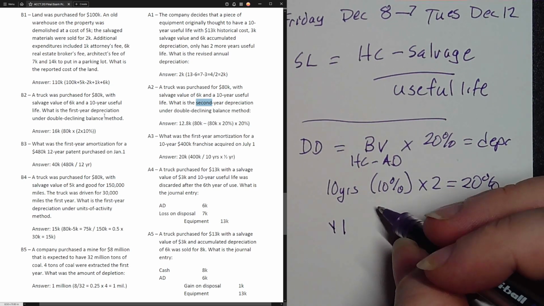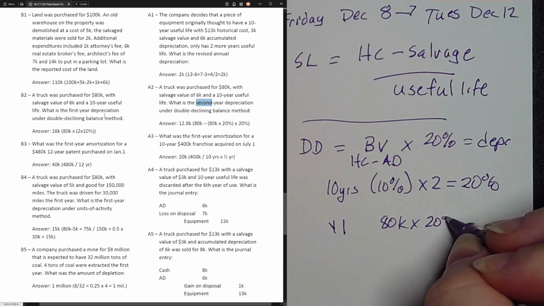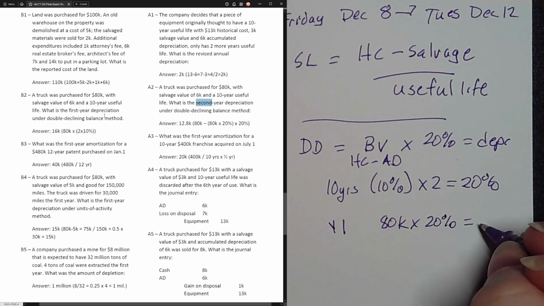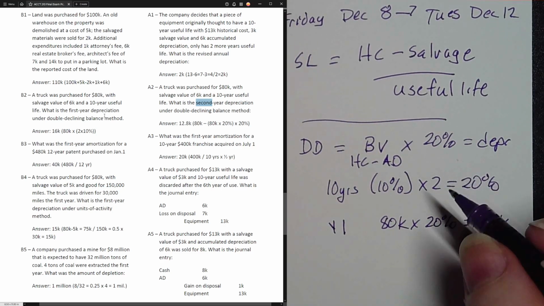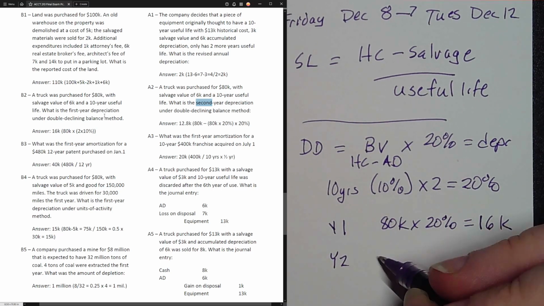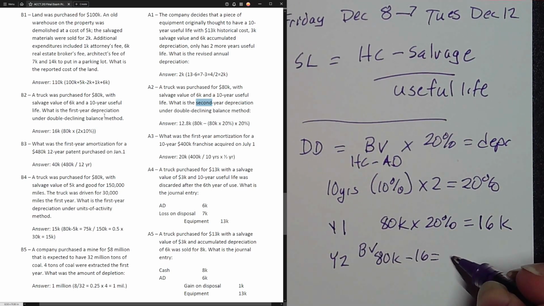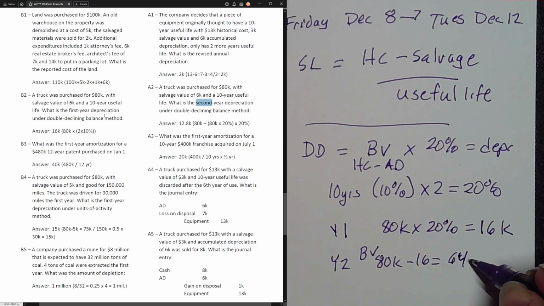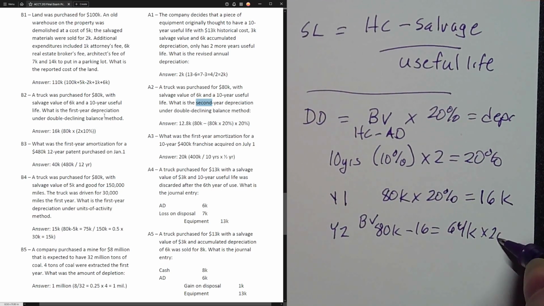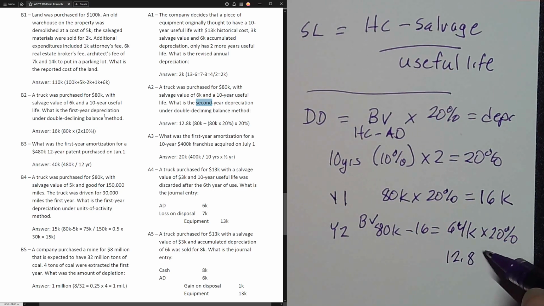Year one, we've got 80,000 times 20% equals 16,000. And that's what you see in B2. Now, when we come to year two, well, what is my book value? My book value is 80,000 minus 16,000. This is the book value. Is now going to be 64,000. 64,000 times 20%, which is going to be 12.8K.